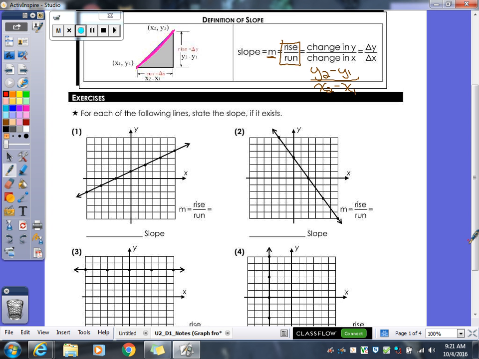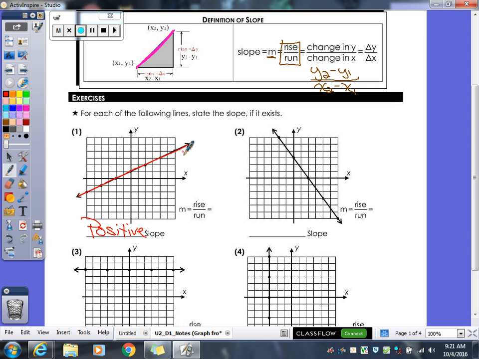Now, if you actually have graphs like this, it's a little easier to figure out your slope because you just got to pick 2 points and count. So this one, first of all, when we look at the line of this, what kind of a slope is this going to have? Positive, so this is a positive slope. Again, we know it's positive because as I go from the left side to the right side, my line is increasing. My line goes up.